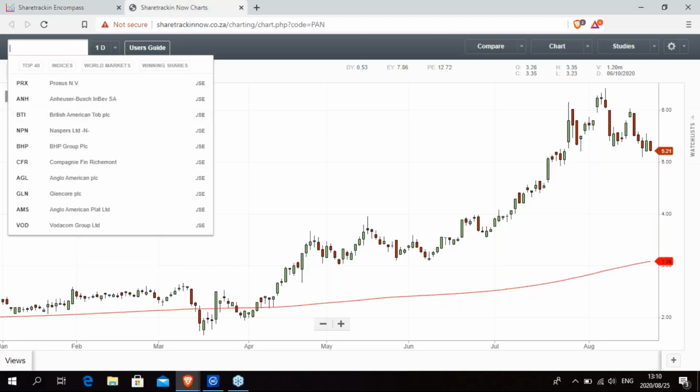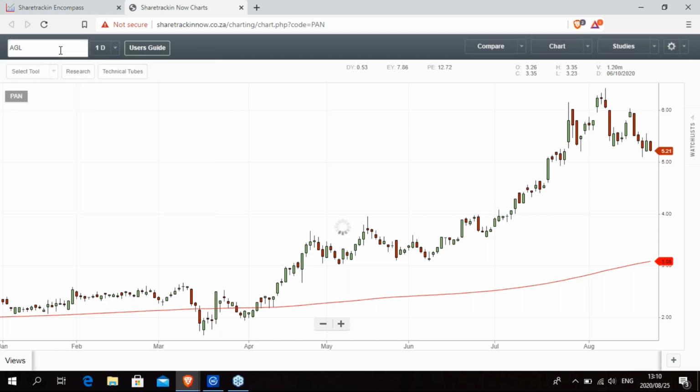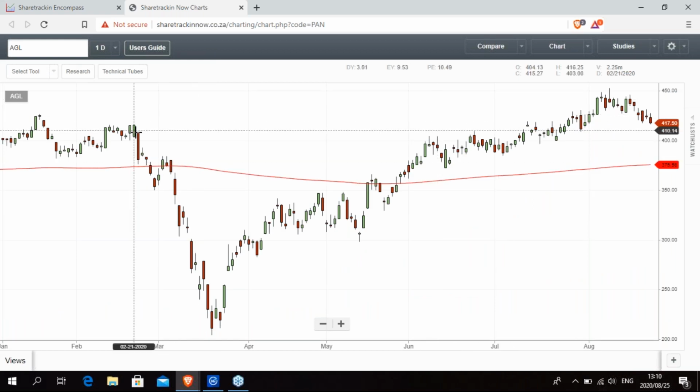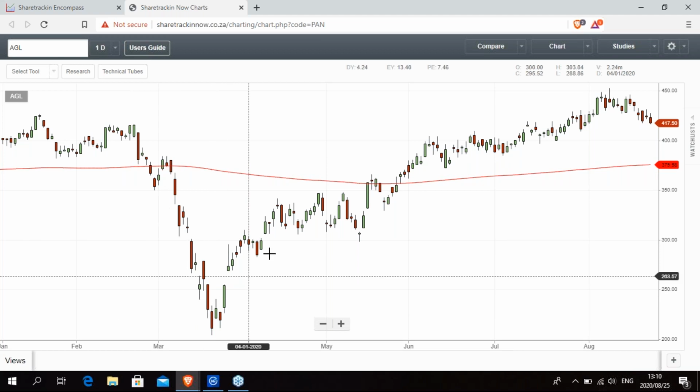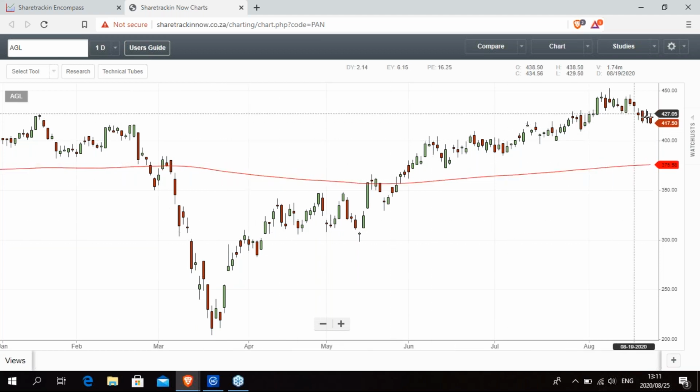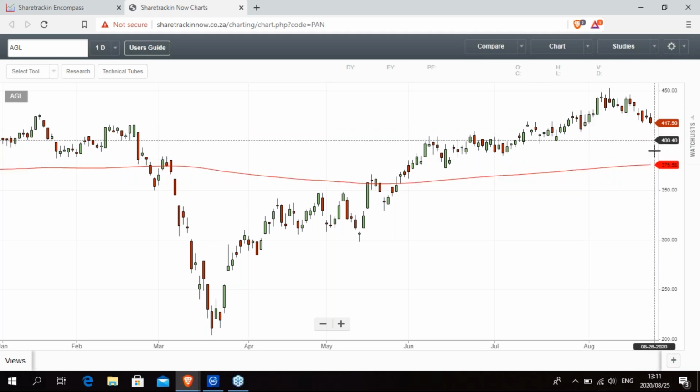Now we're going to go here to our left hand side at the top. We're going to type in our code AGL and press enter, and it's going to load up AGL for us. Now this year we can see that it had dropped right through the 200-day moving average. It went down, it went up again, cut through that 200-day moving average, and it started to go up. Now this one is a bit closer to the 200-day moving average, right? Which means that it's got a little bit more potential to grow, right? Because it's not that far from the 200-day moving average.